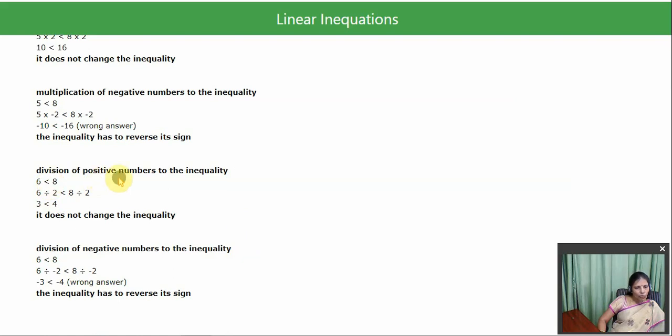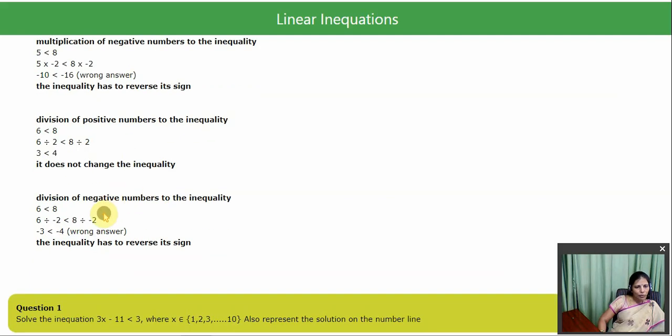Here a division of positive numbers to the inequality. Here I am taking a small number, 6 is less than 8, which is a true statement. Now I am dividing by a positive number on both the sides. So when I divide, I get here 6 divided by 2 is 3 and 8 divided by 2 is 4. Right? Now does the inequality change? Here 3 is less than 4. It is again a true statement. So here the inequality does not change its sign even if we divide with a positive number.